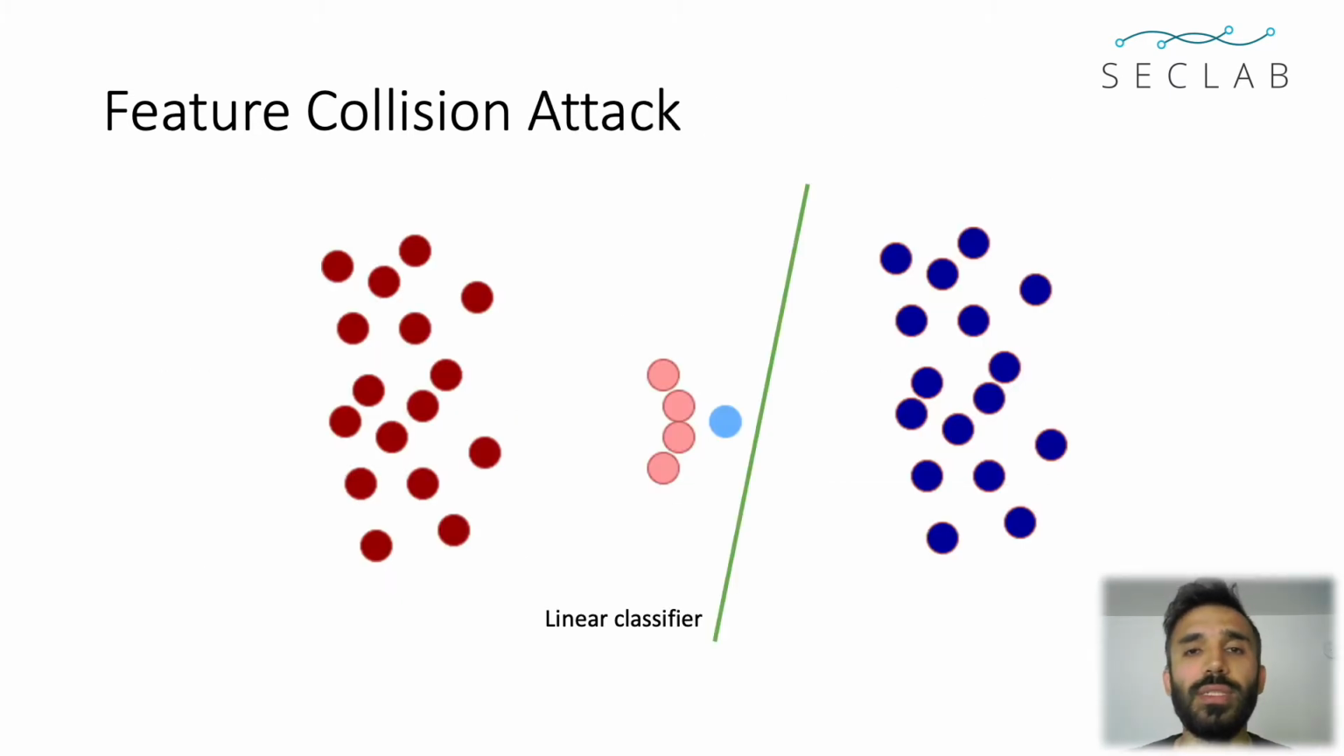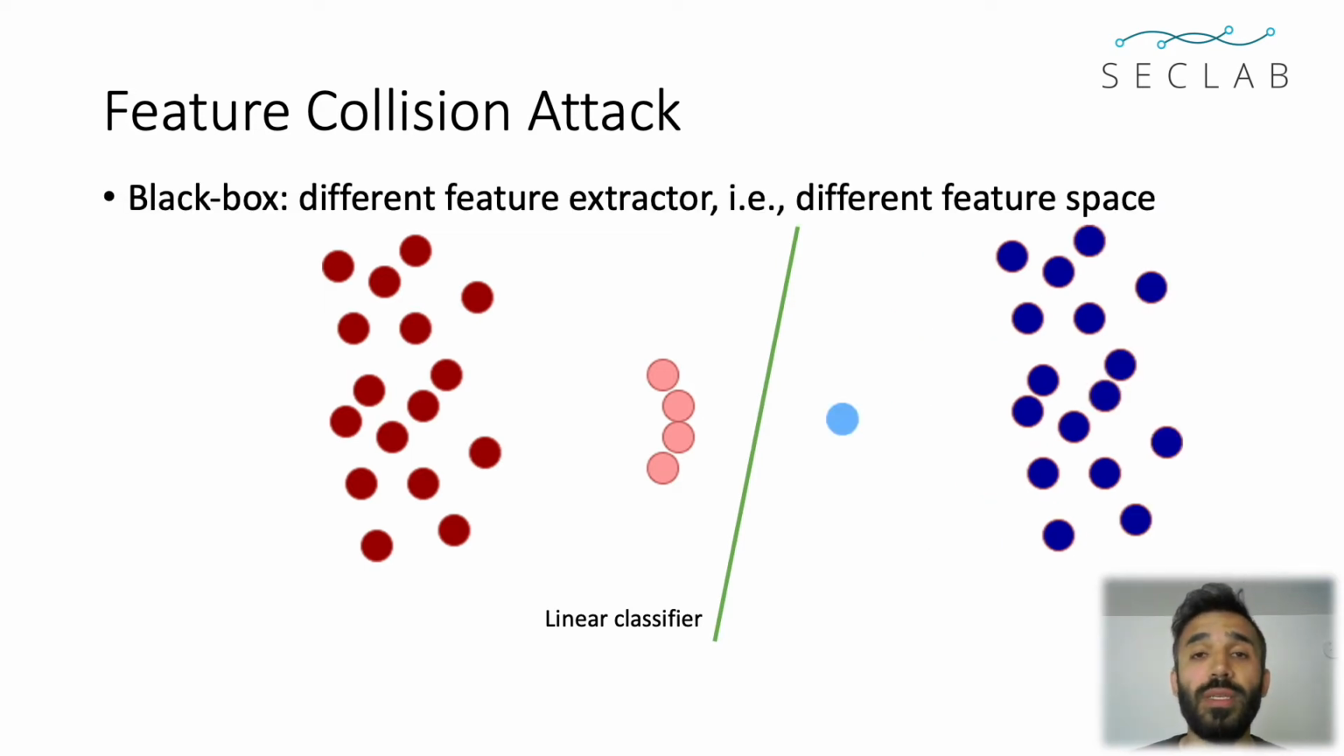Here you can see a simplification of the feature collision attack in a 2D feature space. The poison data from class P, class red here, are crafted in a way that they are pretty close to our target sample, the blue circle at the center. So when we have a linear classifier trained on this dataset, we hope that all this poison data and our target sample lie on the same side of the boundary.